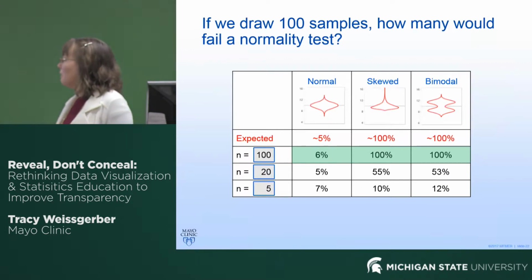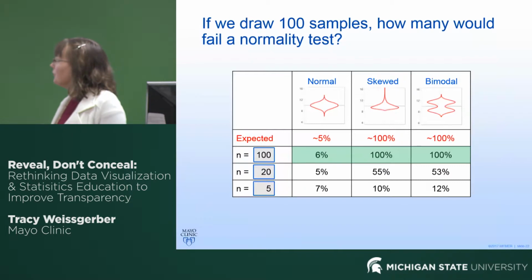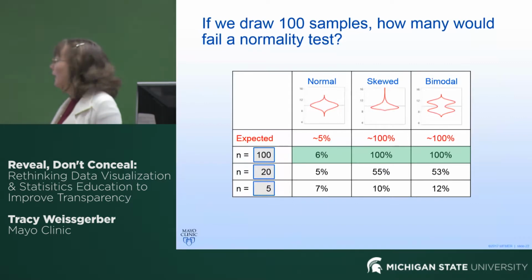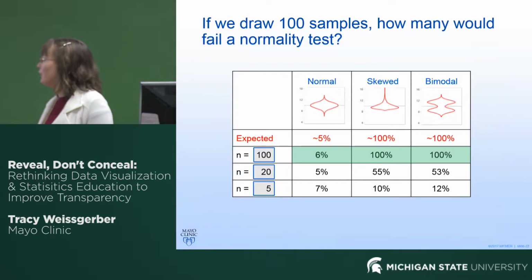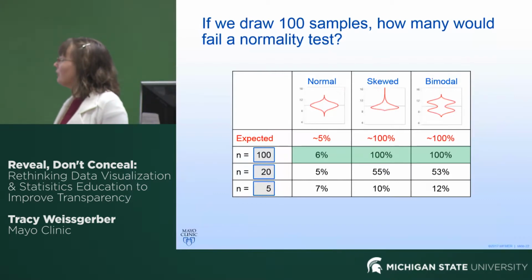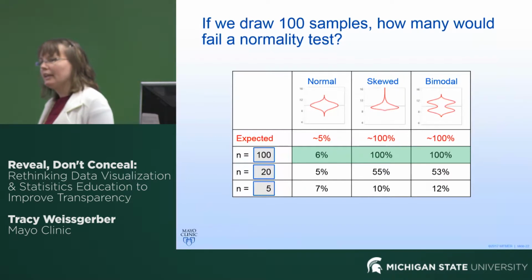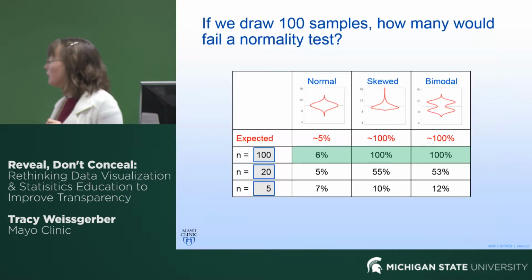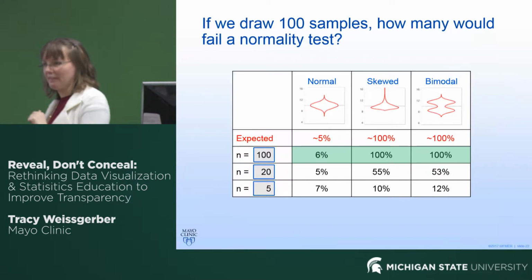So what actually happened? Here we have the same setup, so we can enter our sample size: 100, 20, and 5. If we have 100, then it looks about like it should. We get 6% with the normal distribution and 100% with a skewed distribution. So just like our eye, the normality test is working well. When we go down to an N of 20, for our normal distribution we're still getting about a 5% failure rate, but we start to see something very different happening for the skewed and bimodal distributions. In this case, around half of the samples drawn from those distributions are still passing our normality test.